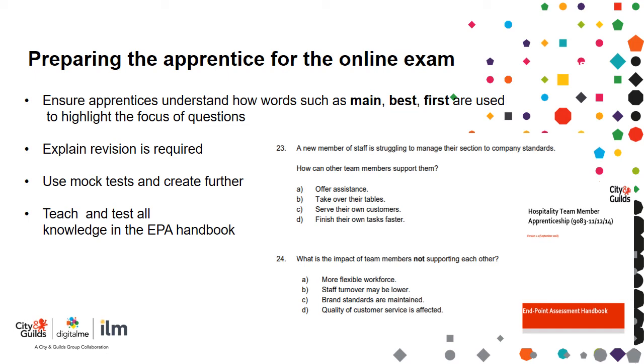Some of the questions use words such as main, first and best. These are in bold on the live test. It would be helpful if you could highlight with your apprentices what these terms mean to ensure they select the correct answer in the live test. There are also some statement questions where the apprentice needs to select the correct statements. These also need practicing and reading carefully.